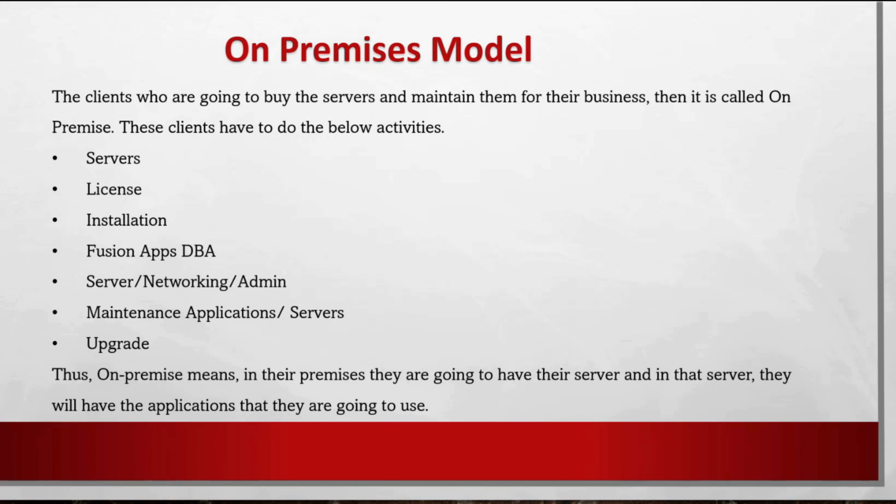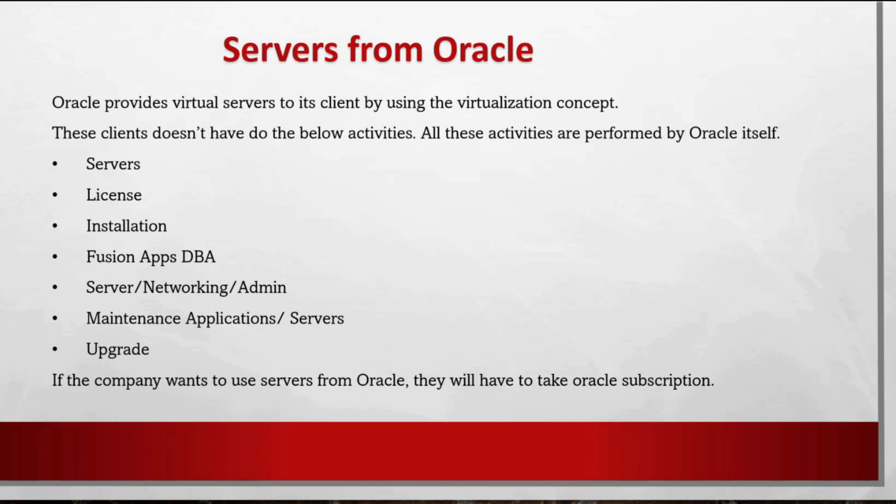Earlier in EBS, there was some on-prem model. Even in Fusion, it is there, but it becomes very costly. On-prem model means the client is purchasing and maintaining the server itself. So this comes as a very huge cost. So there are various other options provided by Oracle. What are these options?